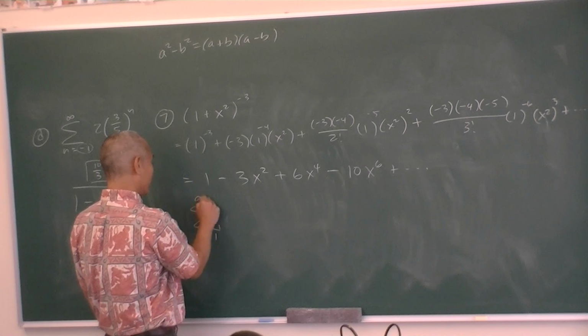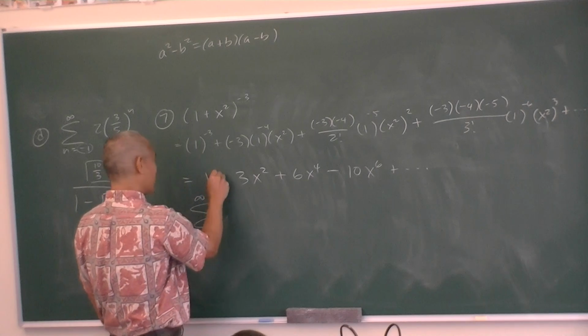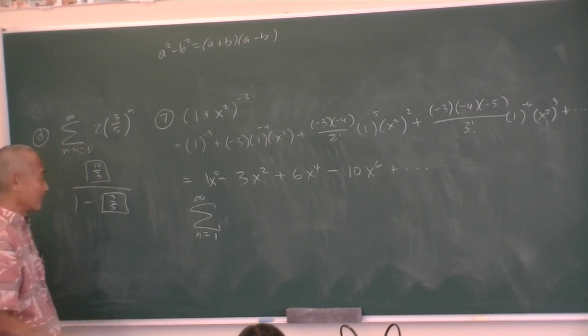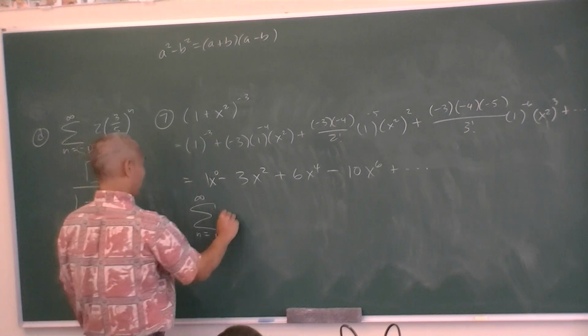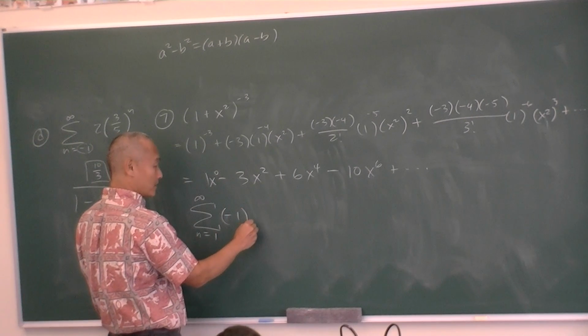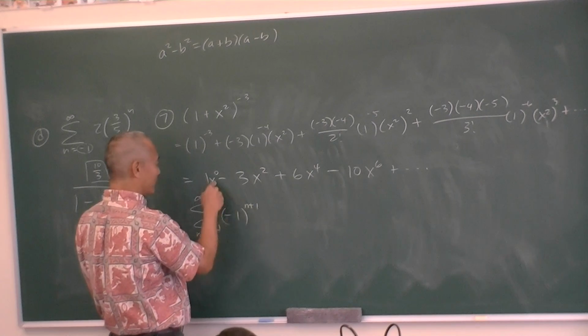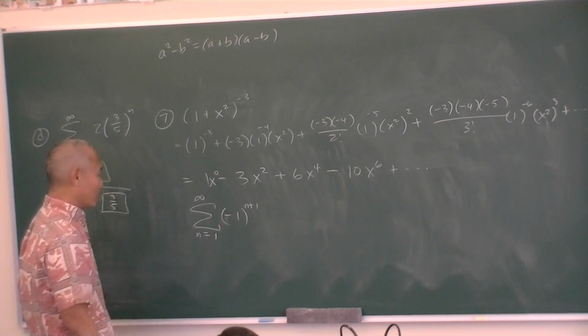N equal 1 to infinity. Now maybe you probably should write that as an x to the 0 so you can follow the pattern. Okay, the first thing you notice, it goes positive, negative, positive, negative. How do you make it alternate? Negative 1 to the n or n plus 1? N plus 1 because you want the first one to be positive.